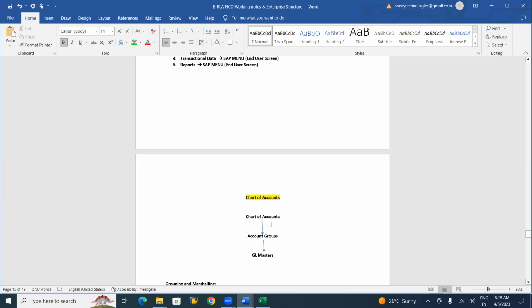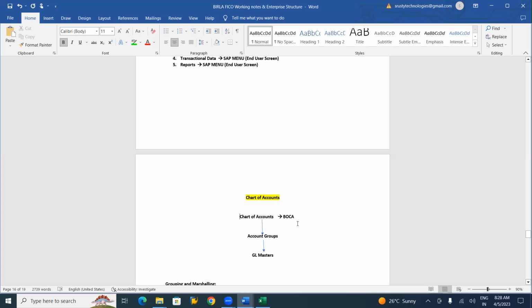Is this clear? So how is the hierarchy? We are going to create one chart of accounts. For example, what is our company name? What is our company code? Sorry, Birla. So I'm going to create BOCA, Birla Operational Chart of Accounts. So we are going to create one chart of accounts named Birla Operational Chart of Accounts.